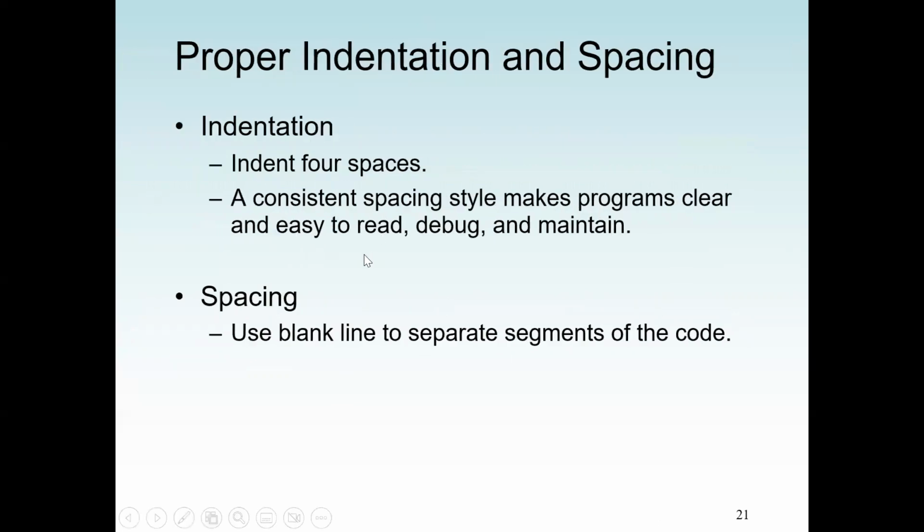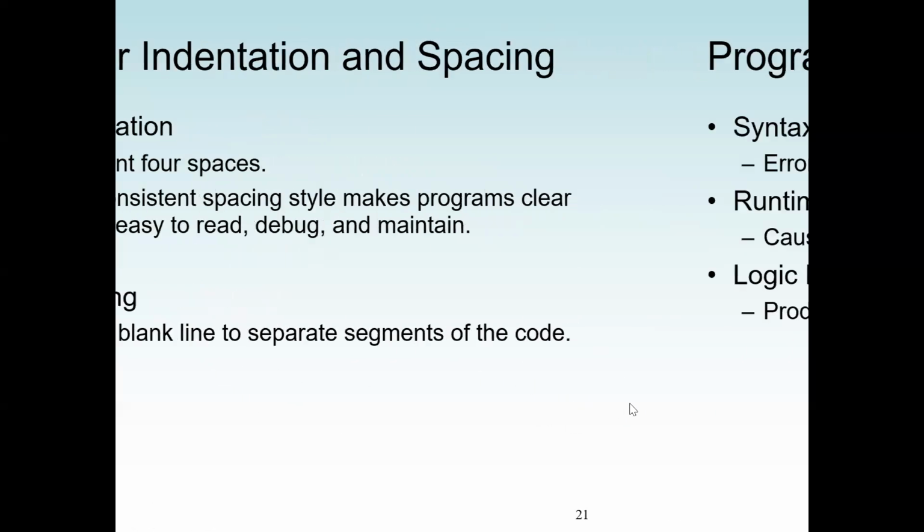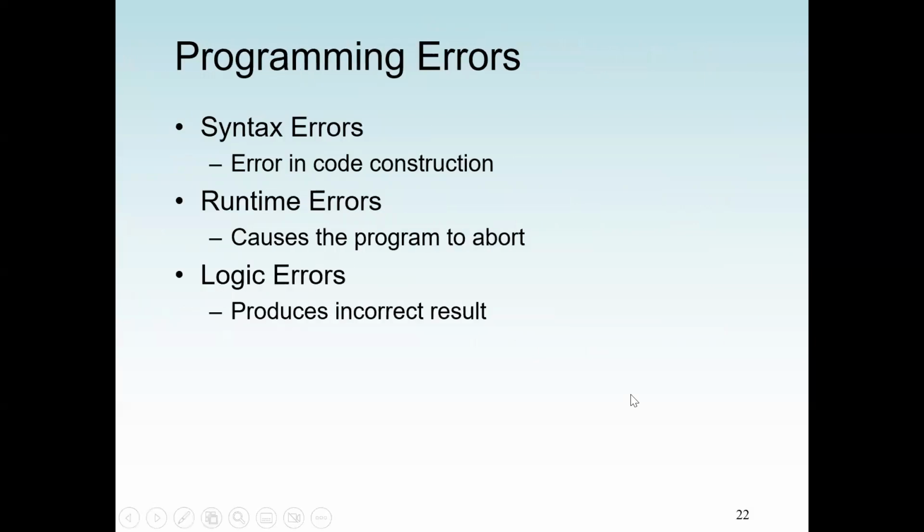Proper indentation and spacing. We say that for indentation, we should always indent 4 spaces. Again, this is a suggestion. The number of spaces is up to you. The only thing is that we have to make sure all the indentation is in order and the alignment is correct. So that's what we said: they're consistent. Spacing style makes a program clear and easy to read, debug, and maintain. Also, for spacing, we should always use a blank line to separate segments of code. This will again make the program easier to read.